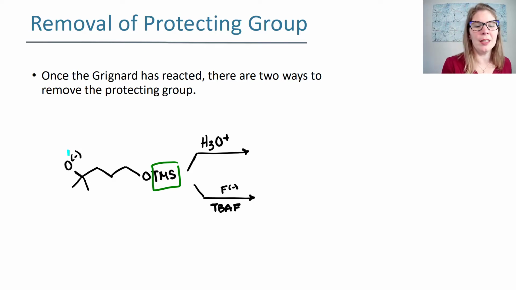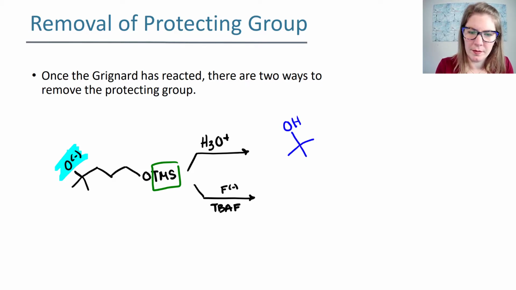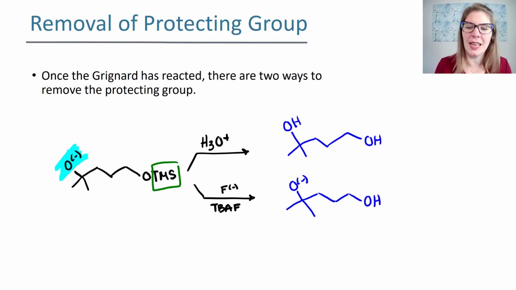Why? Because remember, this oxygen is negative after our Grignard reaction, and adding H3O+ does the double whammy. It goes ahead, it takes off the TMS, and it protonates that O-. So there's less work. Of course I want to do that. If I just use TBOF, TBOF isn't going to protonate that O-. So I would need to make sure that I still have something added to the flask that can be a proton source for that O-.